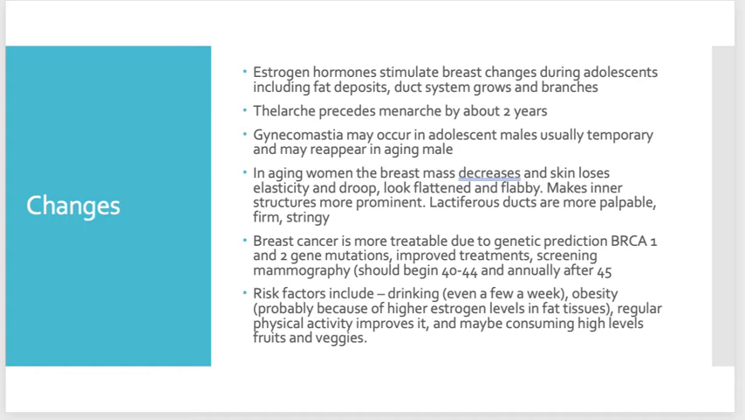So, first of all, estrogen hormones are what stimulate the breast changes that occur during the adolescent period, which includes fat deposits and a duct system that's going to grow and branch off. And just so you know, this breast development, or thelarche, precedes menarche, which remember is the start of your period, by about 2 years.